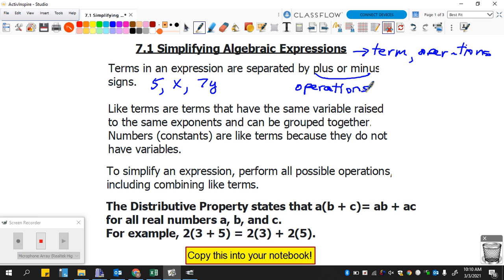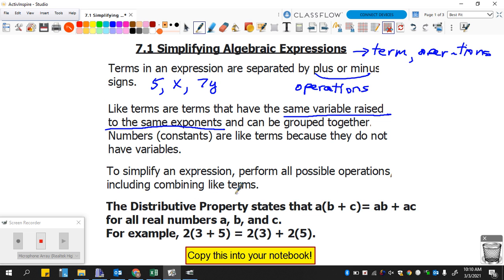All right. Like terms are terms that have the same variable that's raised to the same power or to the same exponent. And you can combine those together, all right? The numbers, constants are like terms because they don't have any variables in them at all. And to simplify an expression, you perform all the possible operations, which includes combining the like terms.